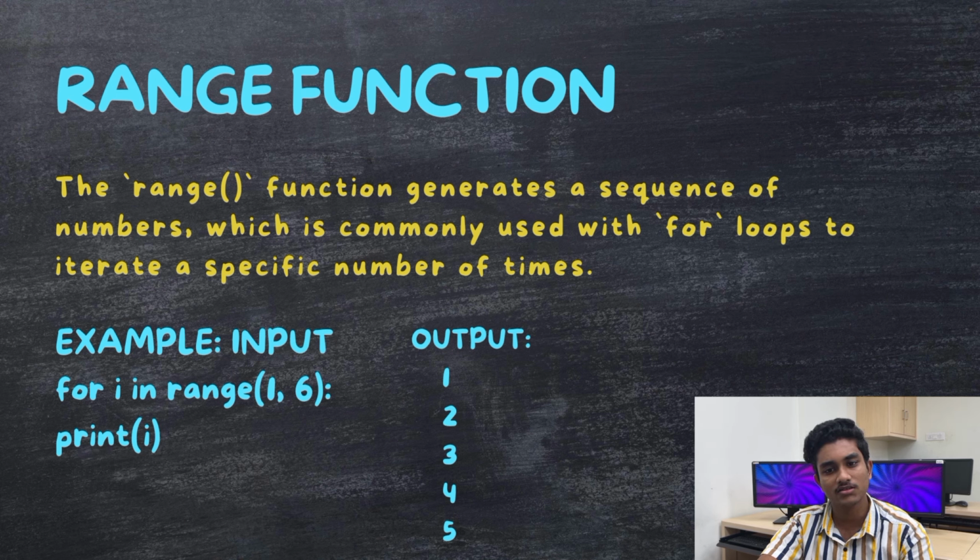So the code says for i in range 1 to 6, and if we print the statement, the code will execute and print the statement from 1 to 5, as we have given only the start and the stop, till where we have to stop. So it is 1 to 6, but we will not take 6, we will take till 5, so 1 to 5 the statement will be executed.